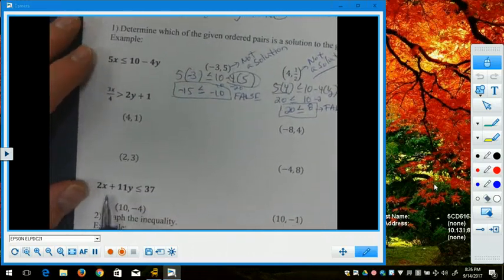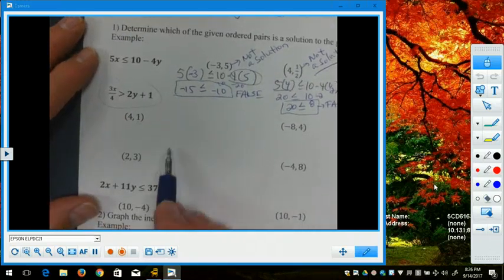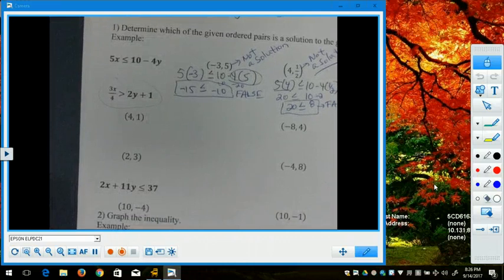Try this for the next problem. For these 4 points, take a moment to pause the video and try it for this.